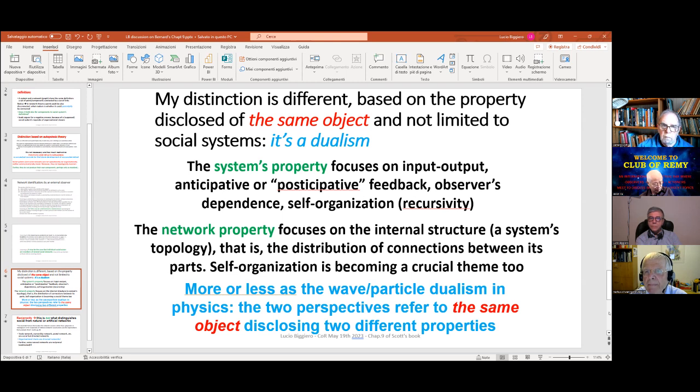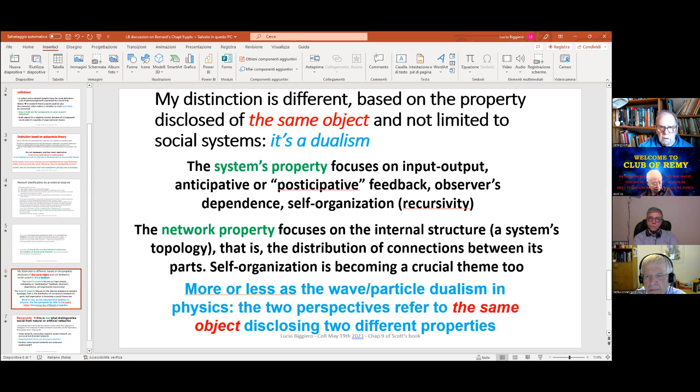So all that is a wonderful process whereby systems become what they are. If you're talking about systems just as a system with inputs and outputs, you're looking at a machine of some sort. Okay. The network property focuses on the internal structure of systems, that is, its parts.